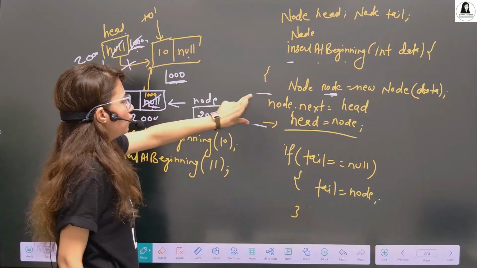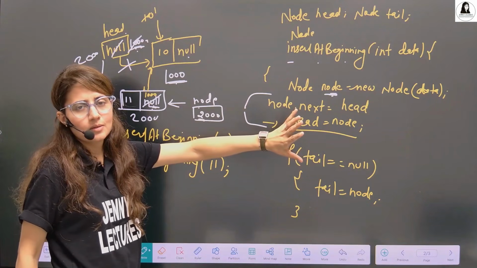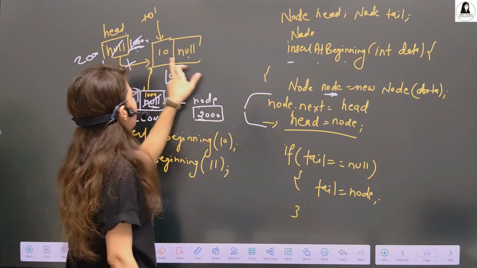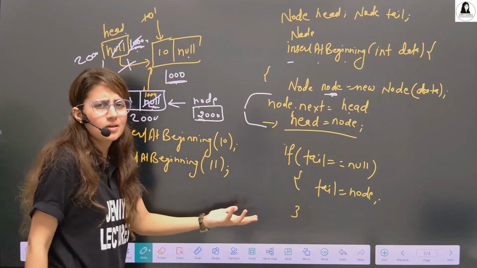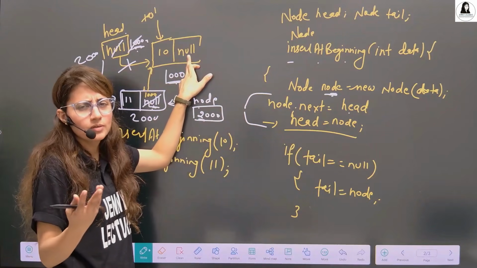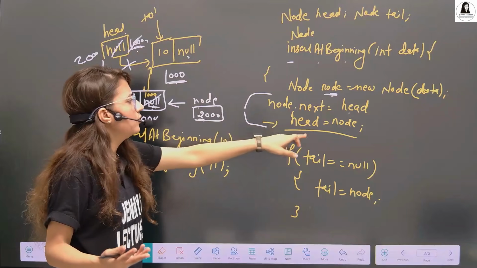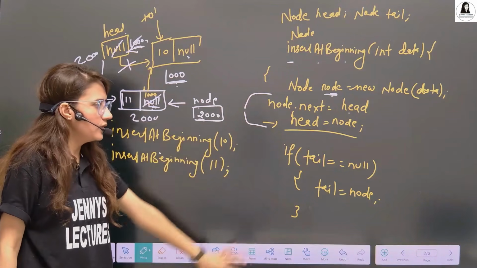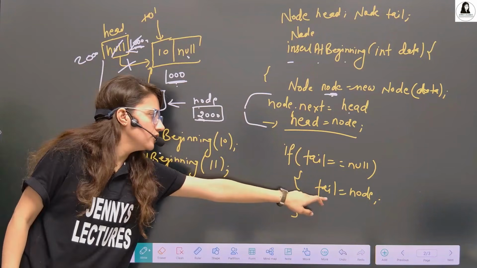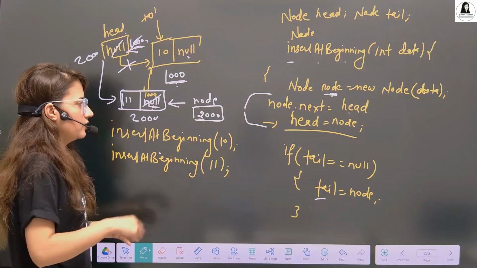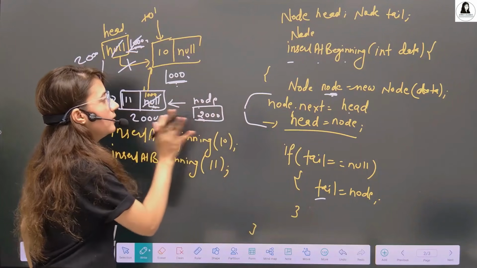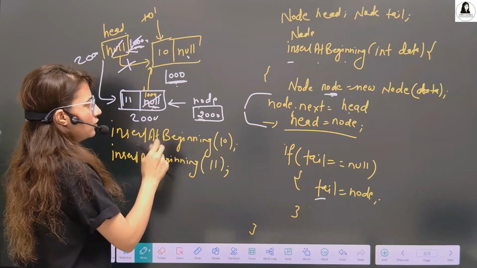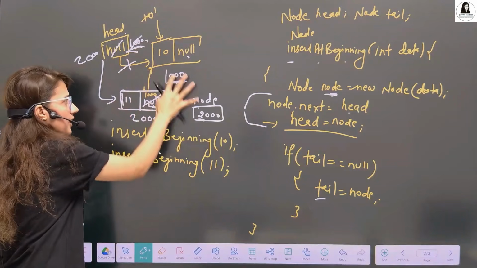And these two lines will work even if there is nothing in the list. If there is nothing in the list, head is null, right? So node.next is equal to head. Head is null. That's exactly what we want, null itself, because there is only one element, right? Then head is equal to node, head is equal to node 10,000. It's okay. It will work for every case. If tail is null, then just set tail equal to node. That's it. Otherwise, nothing. So this is how we can insert at the beginning. I hope you got the logic behind this. If you visualize this thing, it's very simple.